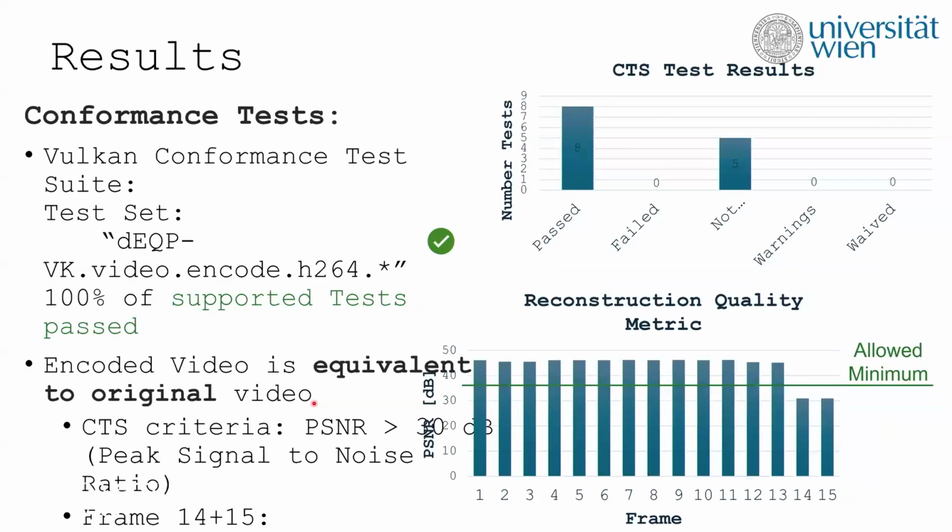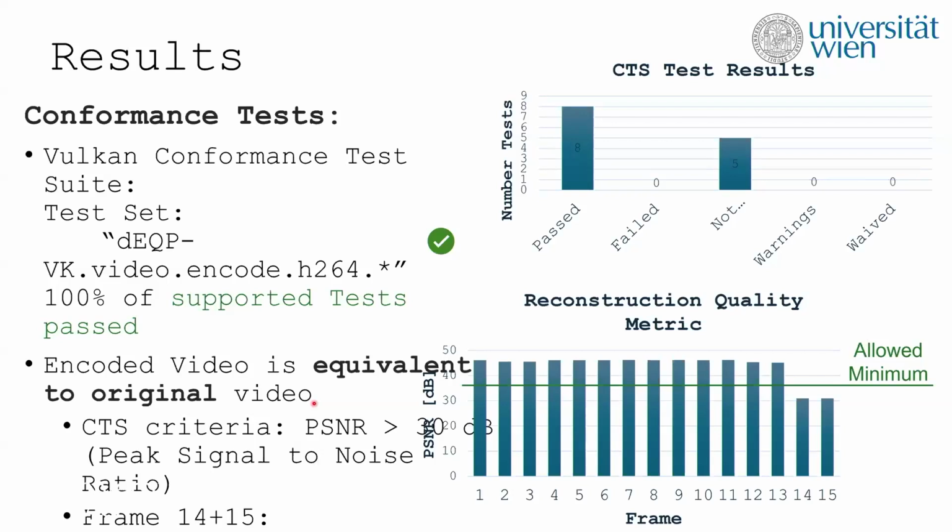And also the conformance test suite said, okay, for all supported features, which is only a subset, of course, we have full compliance. And what the conformance test suite also does is check if it can decode the video again and if it matches the original video. You cannot exactly compare it pixel by pixel, but it compares it with a signal to noise ratio comparison. And also here we fulfill the requirements.